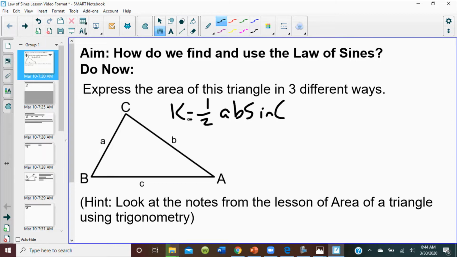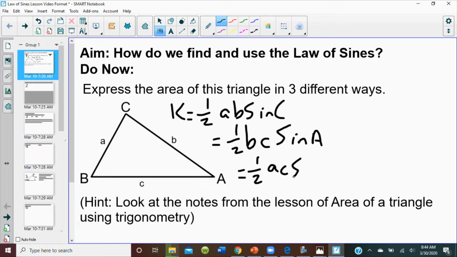The second way is going to be with the two other sides. Let's use BC. So that would be 1/2 BC, and the angle between them is angle A, so that would be sine of A. And that's also equal to the same area because it's the same triangle. The third way we mentioned before in our notes is focusing on angle B and the sides A and C, we would have 1/2 AC sine of B. And so they're all equal to each other, right? That's the funny thing about this.